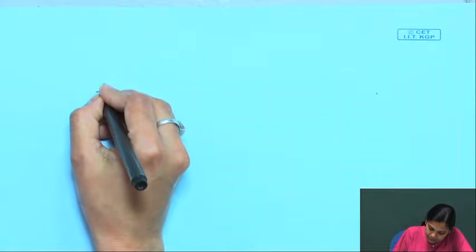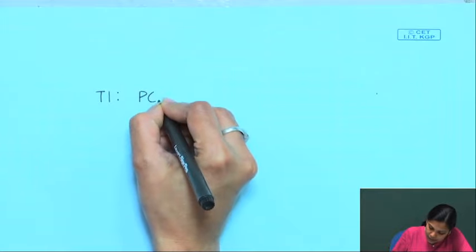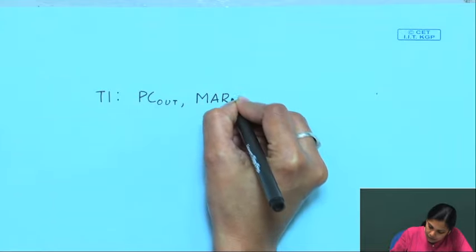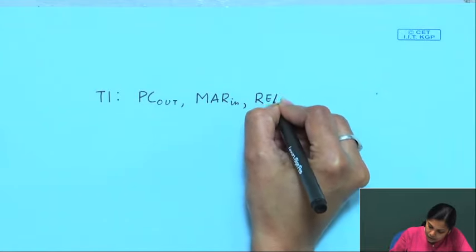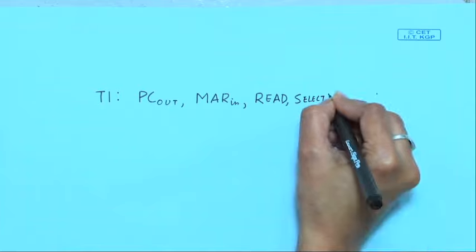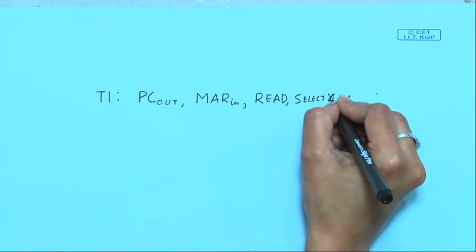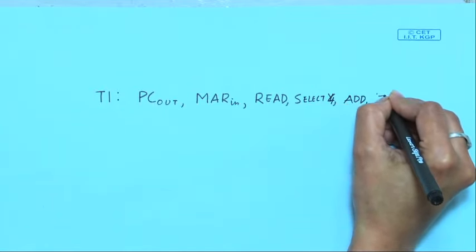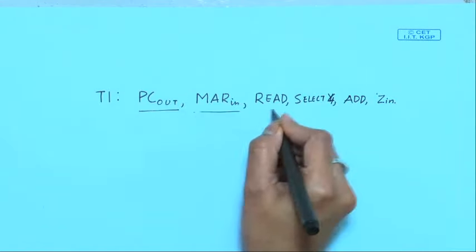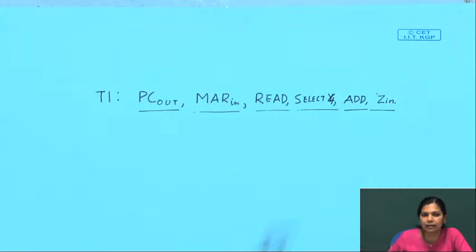We say that in T1, what is performed? PC out, MAR in, read, select Y, select 4, add, Z in. So, at T1, for all the instructions, these signals must be generated.